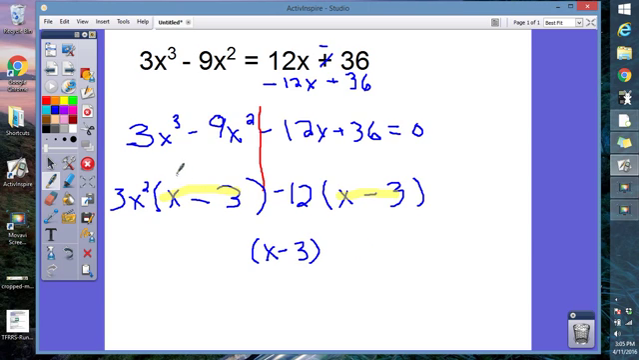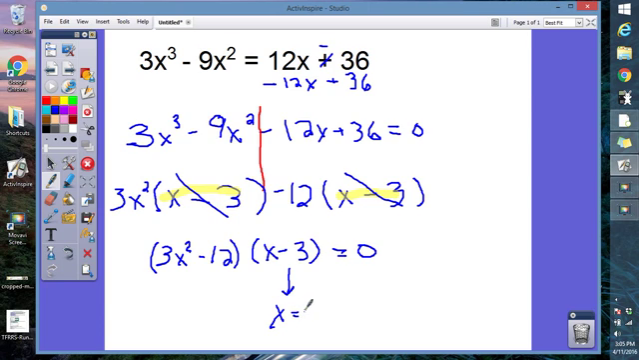Now if you ignore those x minus 3's, look at what's left over. What's left over is 3x to the second minus 12. And remember, this is an equation. It's all equal to 0. Now you're going to use your zero product property to solve your equation. What makes x minus 3 equal to 0? Well, that's the easy one. You're going to get x is equal to 3.